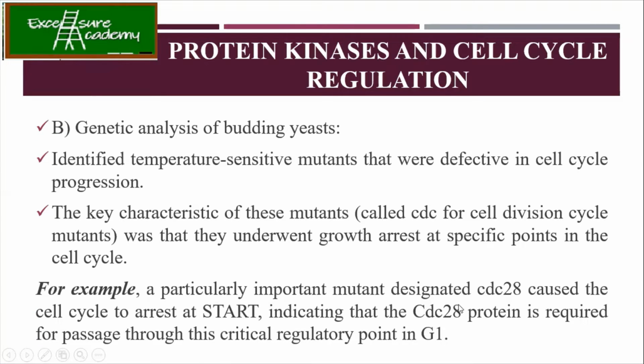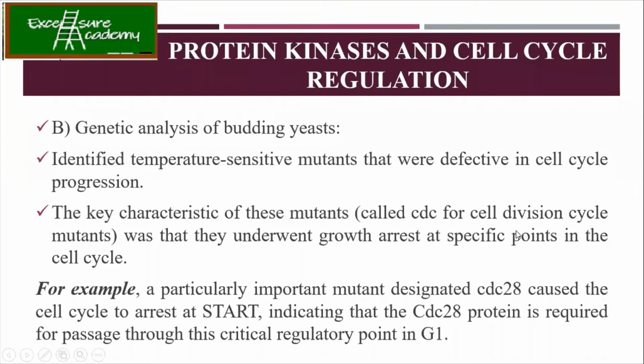Now let's talk about the second experiment. So what was the first experiment? It was about the frog oocyte. Now in the second experiment, the genetic analysis of the budding yeast, they identified temperature sensitive mutants which were defective in cell cycle progression. These temperature sensitive mutants are also called CDC, cell division cycle mutants, in that they underwent growth arrest at specific points in the cell cycle.